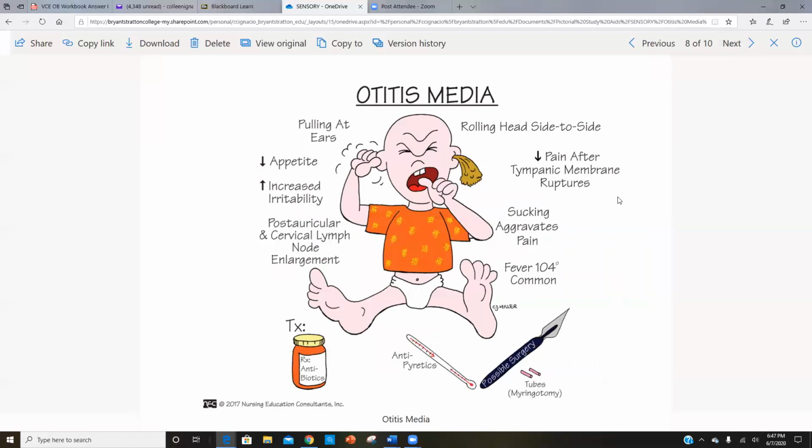Okay, this is otitis media, and so by the appearance of our pediatric patient, you see that it's something that occurs in your pediatric patient many of the times, and so looking at it, you'll see the signs and symptoms that could be expected to find. So let's talk about this, otitis media. Okay, so otitis, you're thinking an inflammation of the ear.